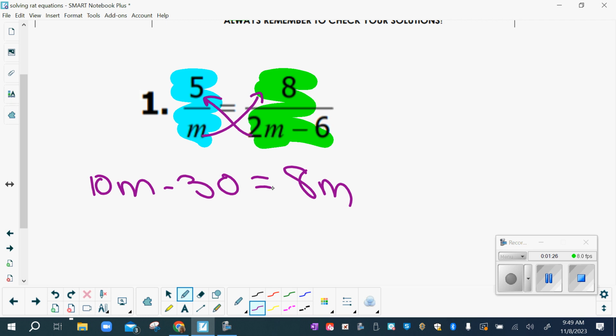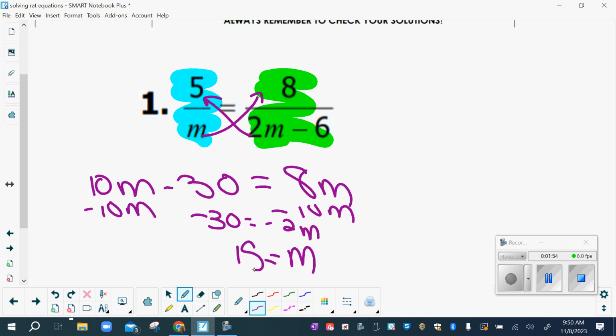So right now with your table mates, can you finish this up? Can you get your m's on one side and your numbers on the other and solve it, right? You get a nice answer. If you got 15, you are a pro. m equals 15, yay. But we got a little trick here we're going to watch for.